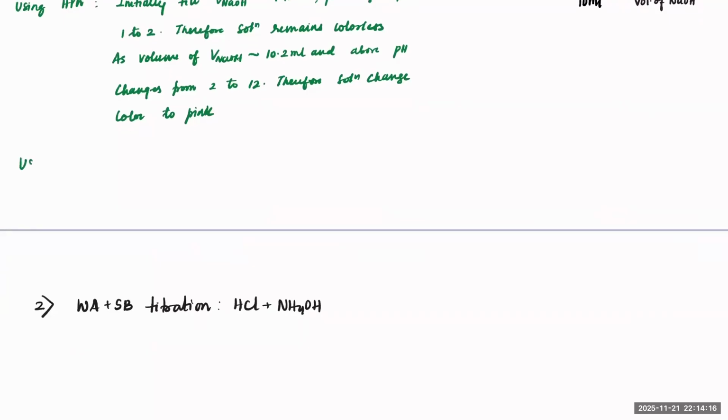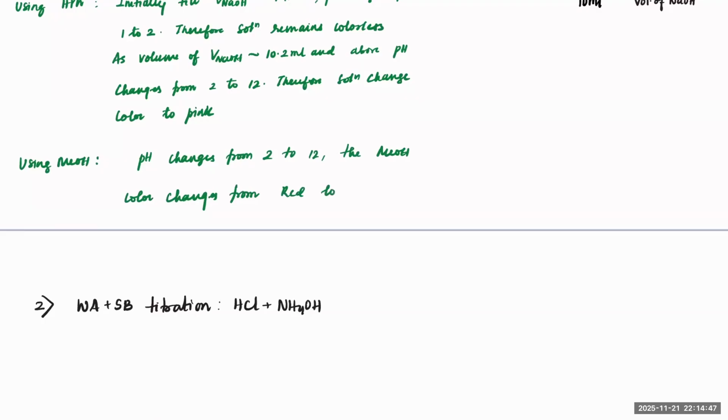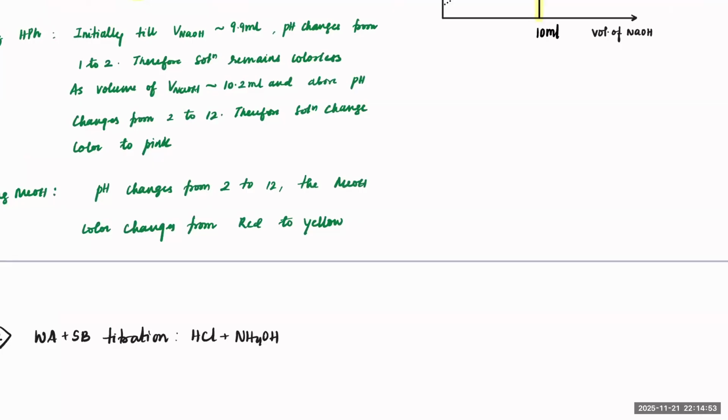Similarly, using methyl orange, pH changes from 2 to 12, and the methyl orange color changes from red to yellow, correct? So the solution was red all the time, and suddenly as it reaches the neutralization point, immediately it will start becoming yellow.